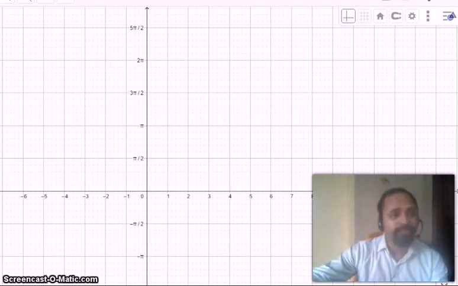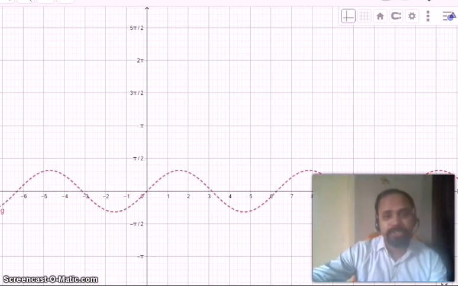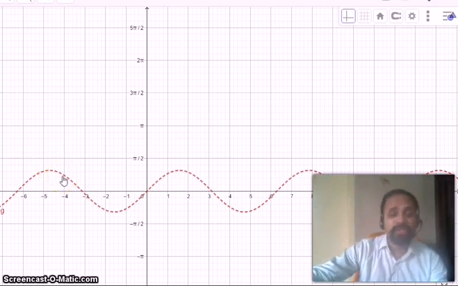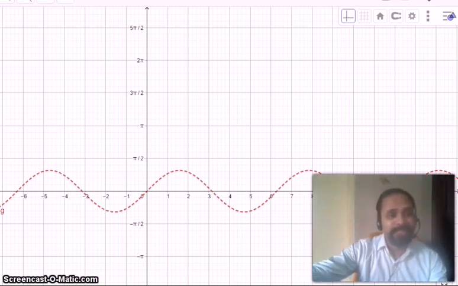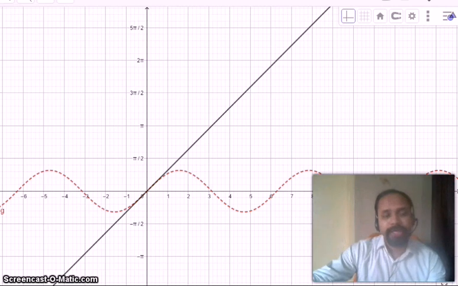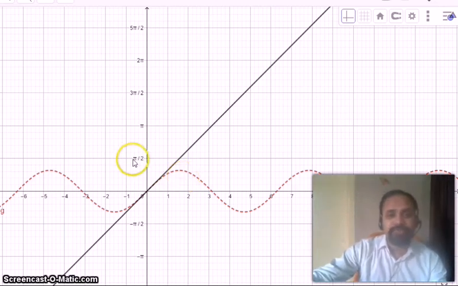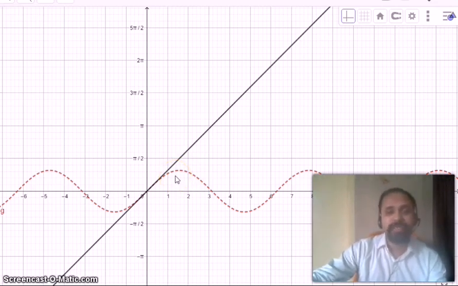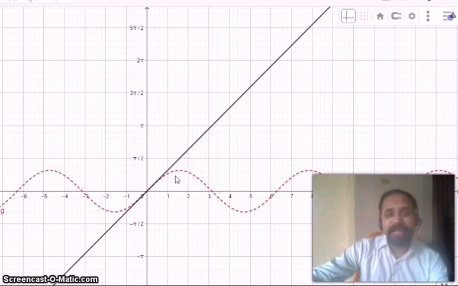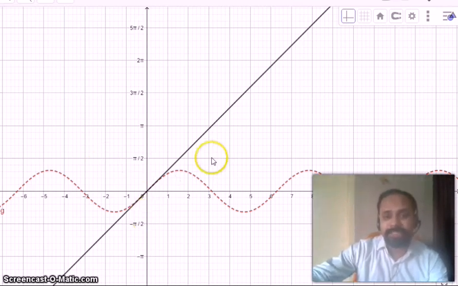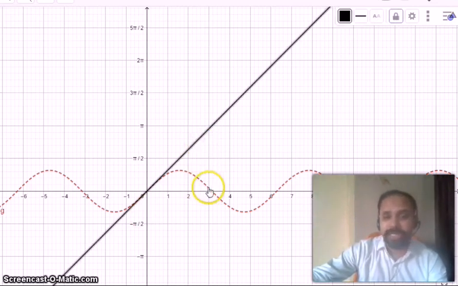Okay, so let's see first the graph of sine x. If you want to draw the graph of the inverse of any function, then simply remember one trick: draw the graph of y equals x, and then draw the image of the given graph with respect to y equals x. You can do this type of experiment at home also. Simply draw any graph, draw the line y equals x, keep a mirror on y equals x, and see the image of that graph.